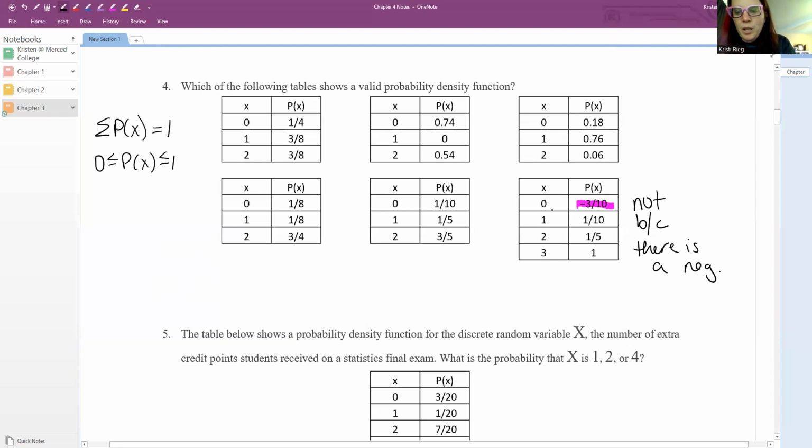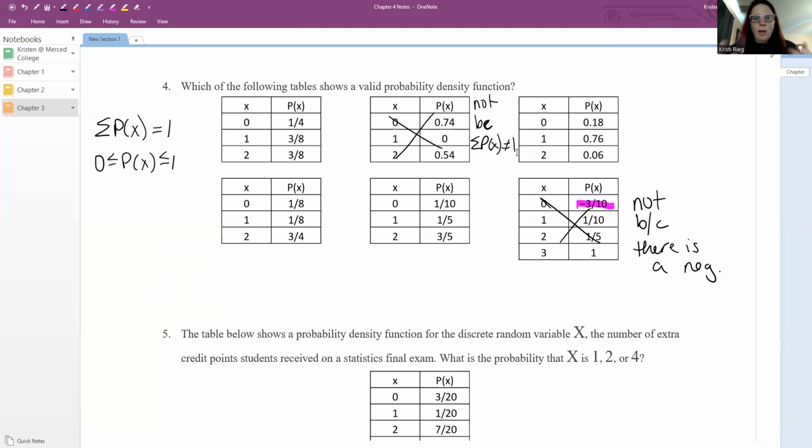So this one is not valid, because the sum of everything did not equal 1. It could be bigger than 1 or less than 1 to fail this test. This one failed because it was bigger than 1. And you could even put that if you would rather. You could say it's not valid because when I added them up, it was bigger than 1 and it was supposed to be equal to 1.